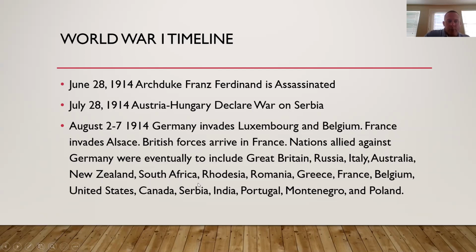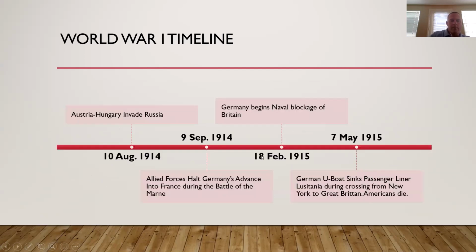Nations allied against Germany were eventually to include Great Britain, Russia, Italy, Australia, New Zealand, South Africa, and many other countries, as you see here. So really the war then becomes Germany and Austria-Hungary versus the other European nations. Here's another timeline. August 10th, 1914, Austria-Hungary invades Russia. Remember, Austria and Hungary are on the side of Germany. September 9th, 1914, Allied forces halt Germany's advance to France during the Battle of the Marne.